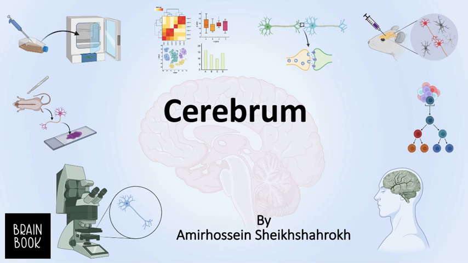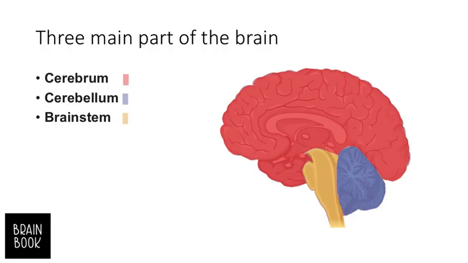I am Amir and in this video I want to talk about cerebrum. The human brain contains three main parts, including cerebrum, cerebellum and brainstem. As you can see here in the picture, the cerebrum, cerebellum and brainstem are highlighted with different colors. Here you can see the cerebrum. Here you can see the brainstem, and here the cerebellum.